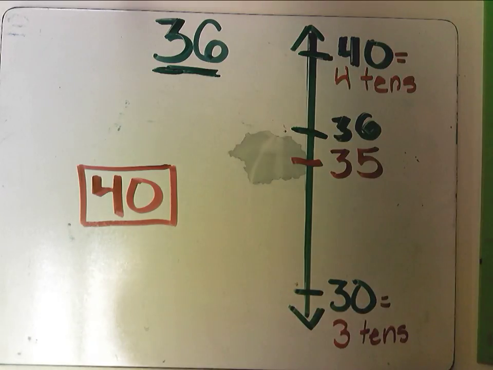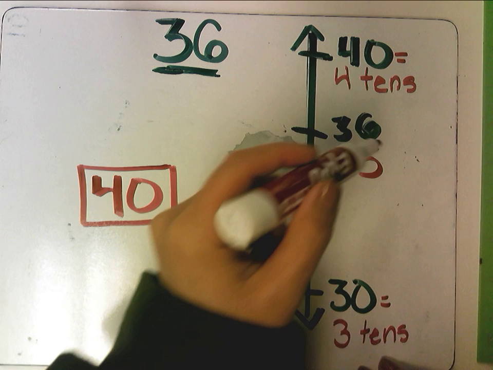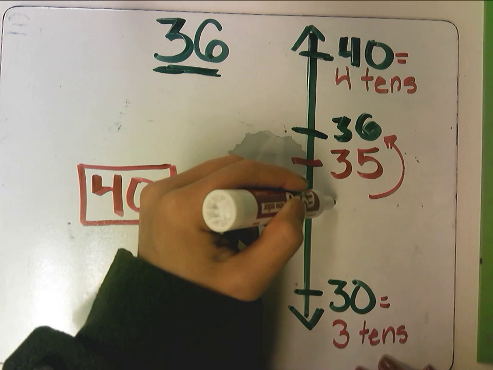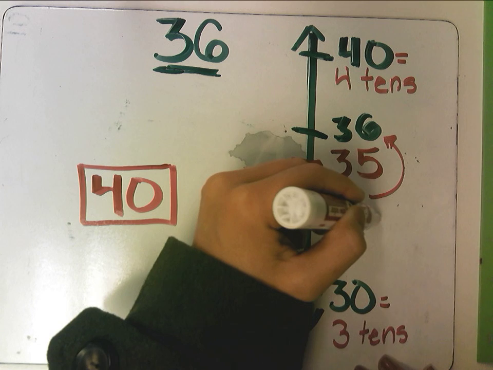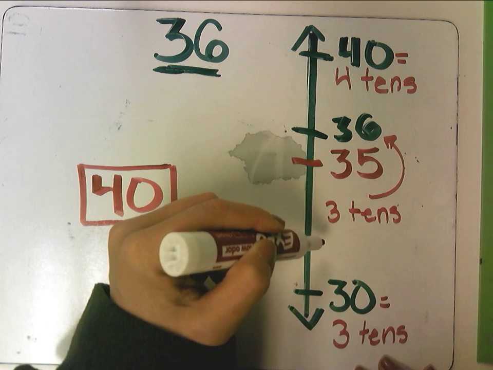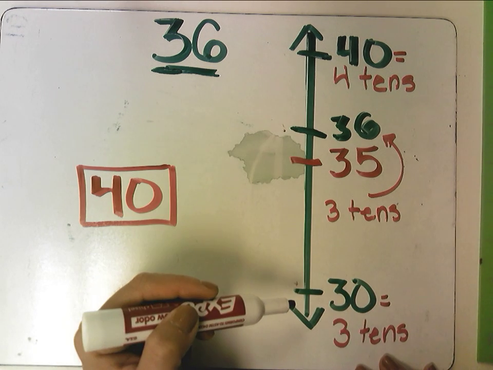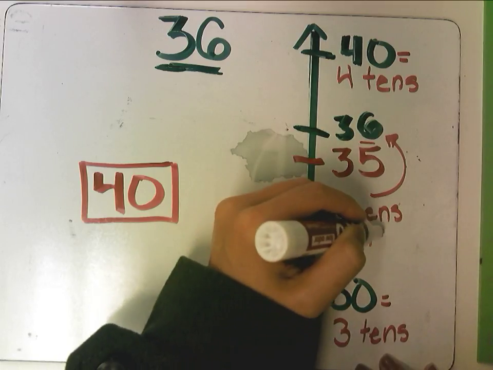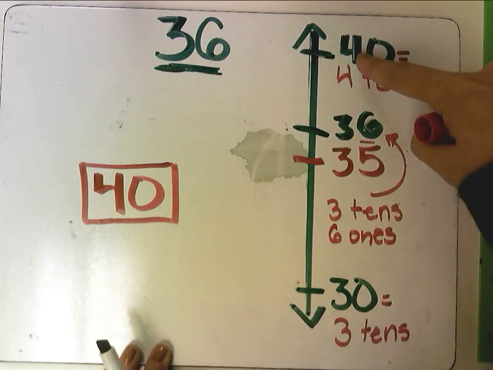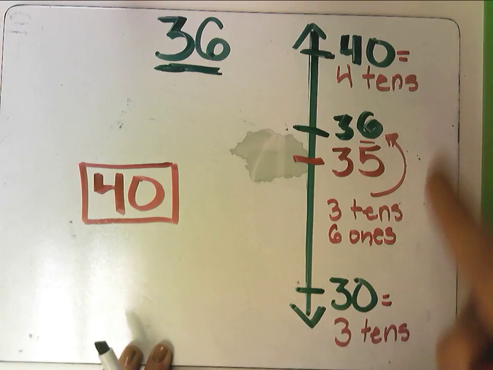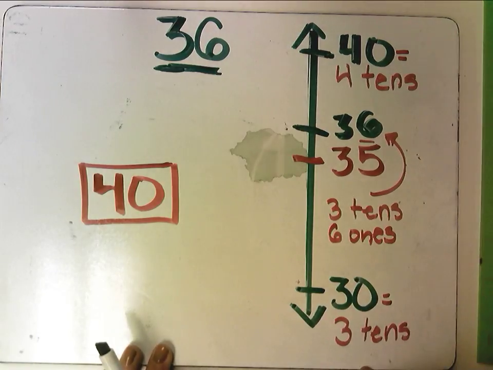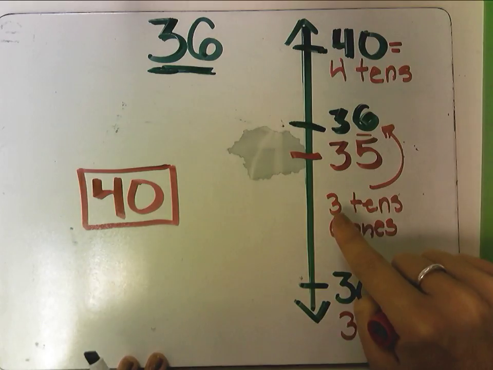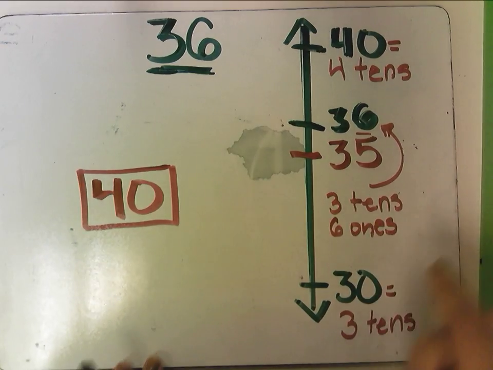So now we have to look at our number 36, and how would we write that in unit form? 3 tens. And how many ones do we have? Well, 36, we have 6 ones. 40 in unit form is 4 tens. 30 in unit form is 3 tens. So now we know that 36 in unit form is 3 tens and 6 ones.